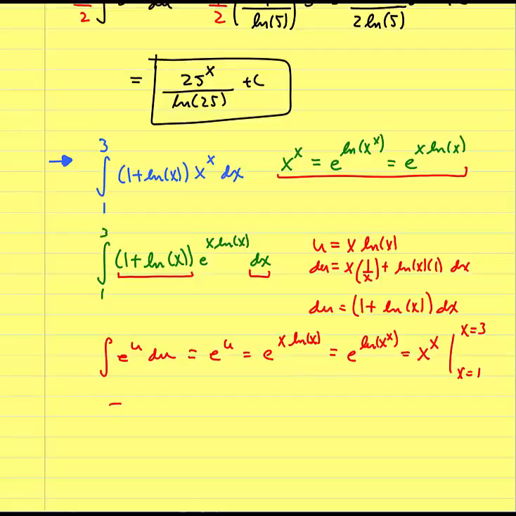Now plugging in, remember you always do your upper minus your lower. If I plug in my upper, I get 3 to the third, minus the lower, 1 to the first. 3 cubed is 27, minus 1 is 26. So that's kind of a tricky one, but it's an interesting problem. So make sure that you stick with it and use this idea of that rewrite to get yourself started.